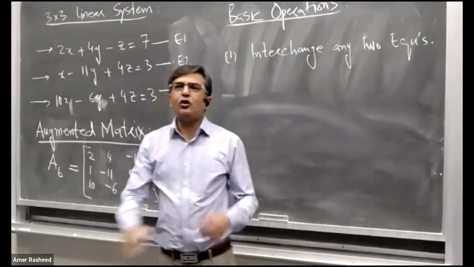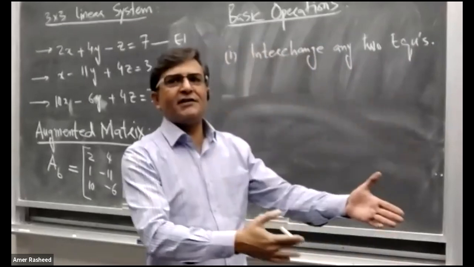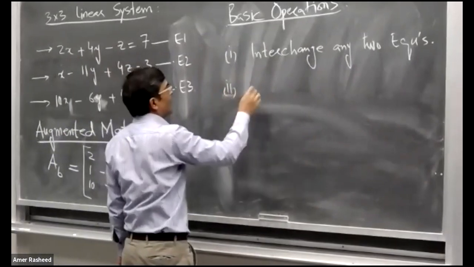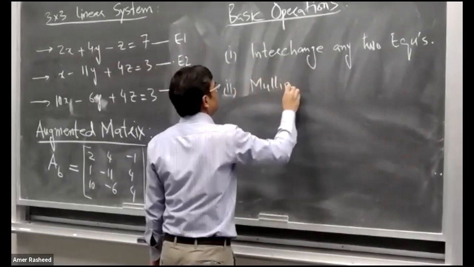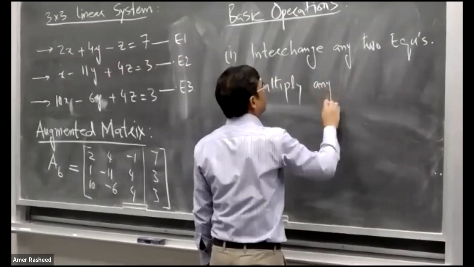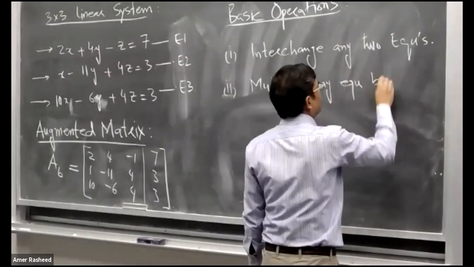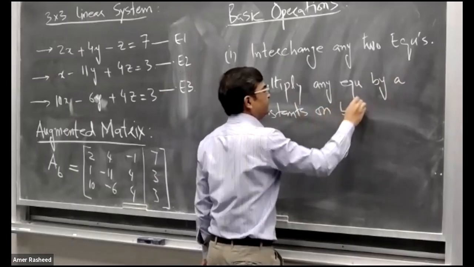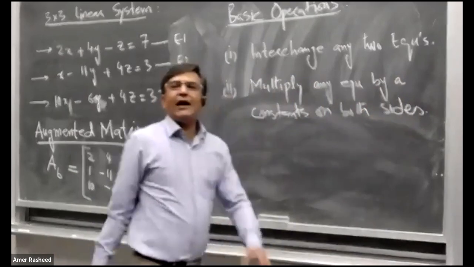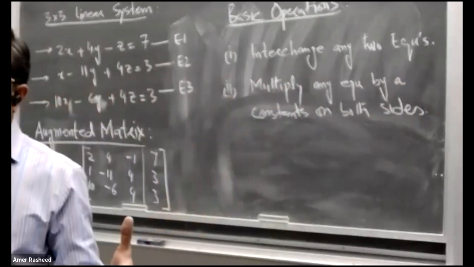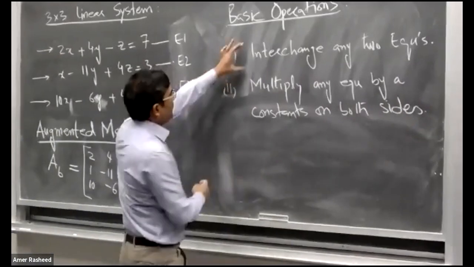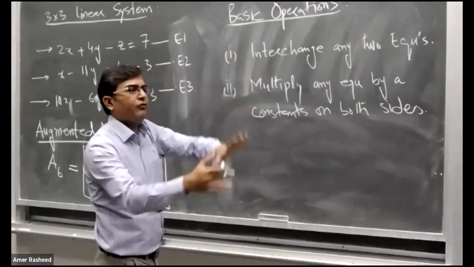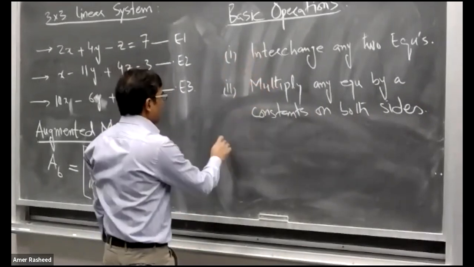It is allowed. There will be no difference between that linear system and the resulting linear system after interchanging the equations. There will be no effect. Second, we can multiply any equation by a constant on both sides. Would there be a change in the linear system after doing this operation? No. So these two operations do not change the original linear system. The original linear system will remain the same after doing these two things.